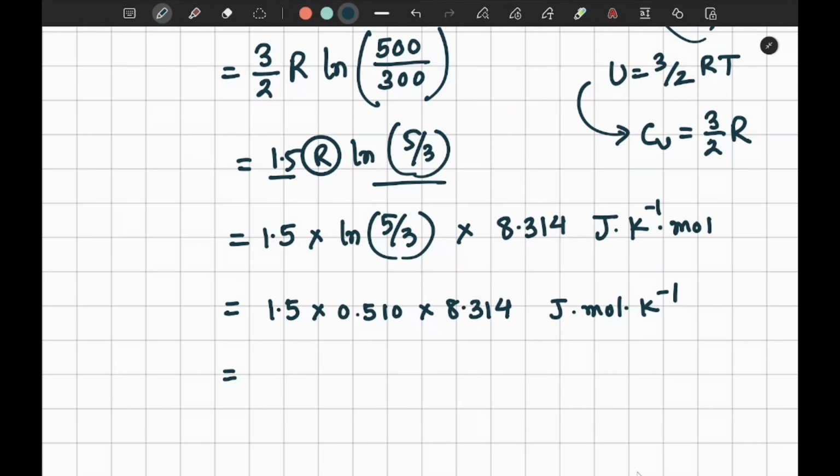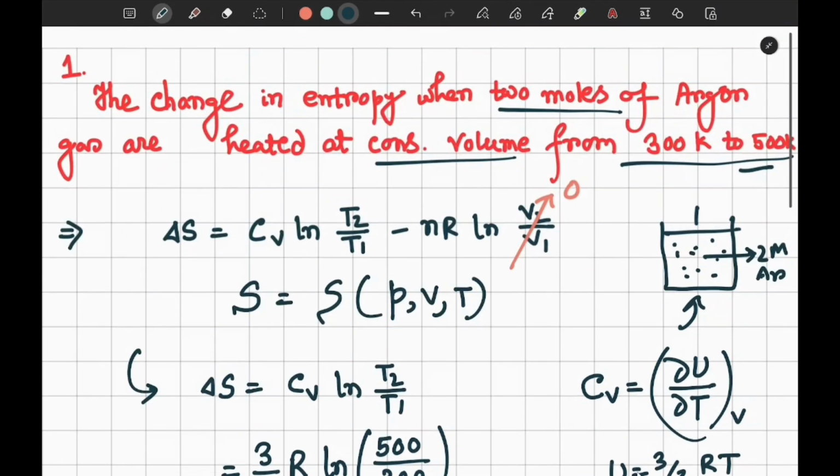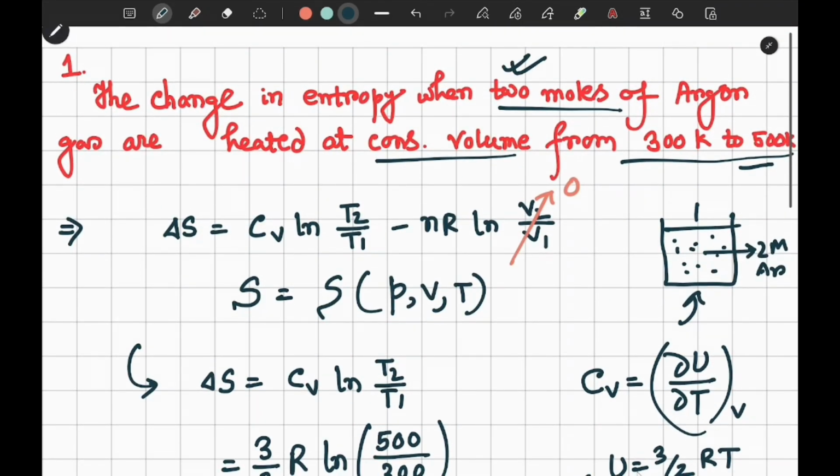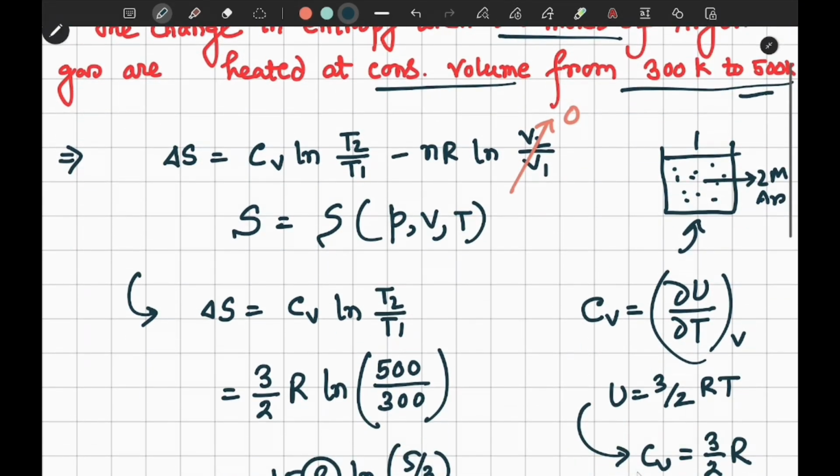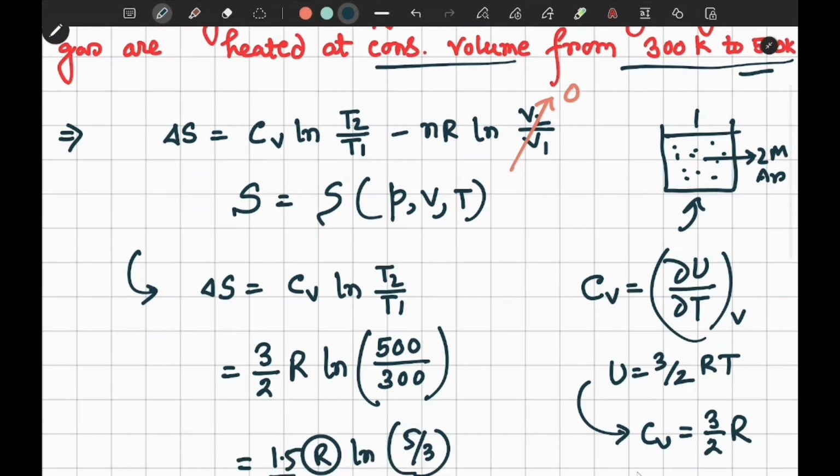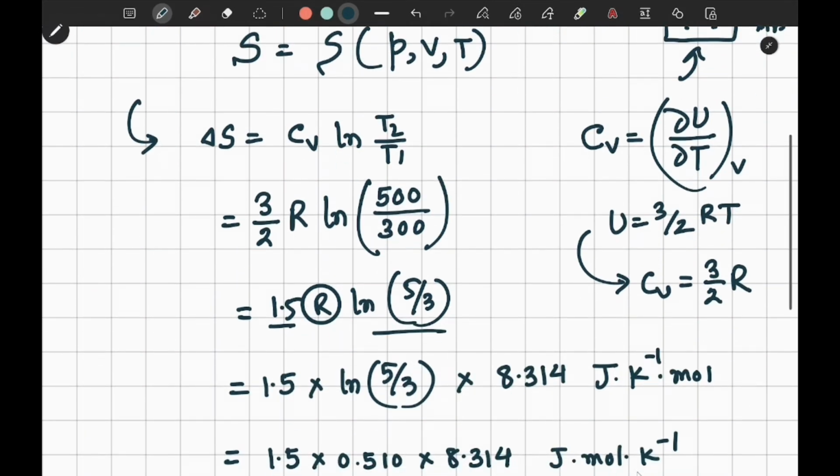Okay, there is one catch. Here 2 moles of argon gas are there. So CV will now be for 2 moles, because the value 3 by 2 R is for 1 mole.